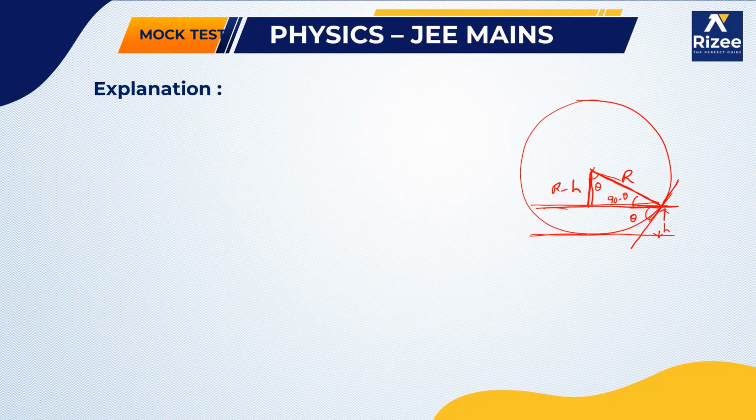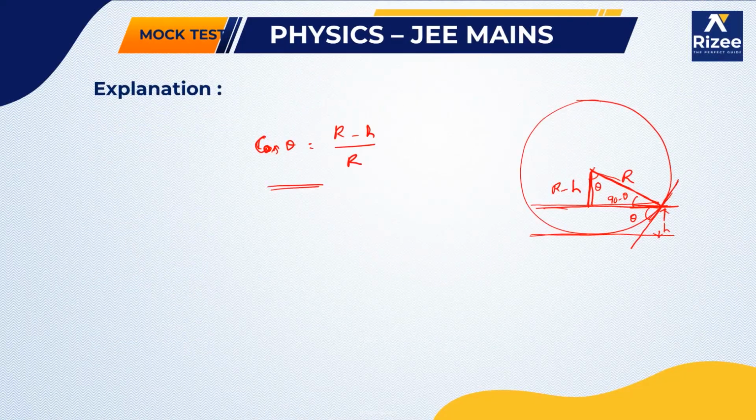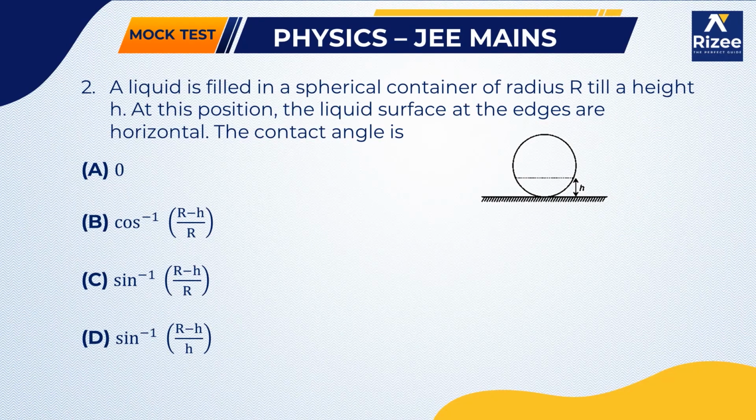So from the triangle, you can write cos theta is equal to what? Cos theta is equal to the adjacent side by the hypotenuse. Your adjacent side is r minus h, and your hypotenuse is r. So this is the angle of contact that is being asked. Now coming to the question, he has asked the contact angle when the liquid surface at the edges is horizontal. According to our solution, cos theta is equal to (r minus h) by r. So (r minus h) by r is your second option, that is B.